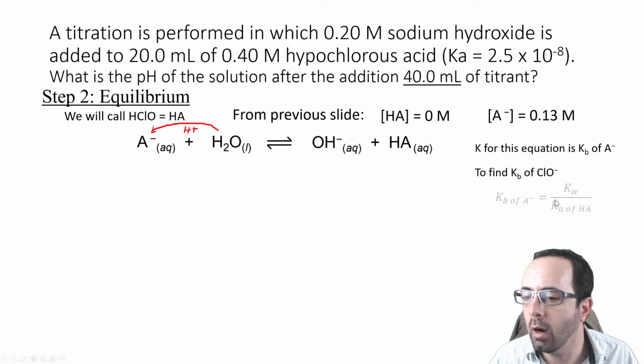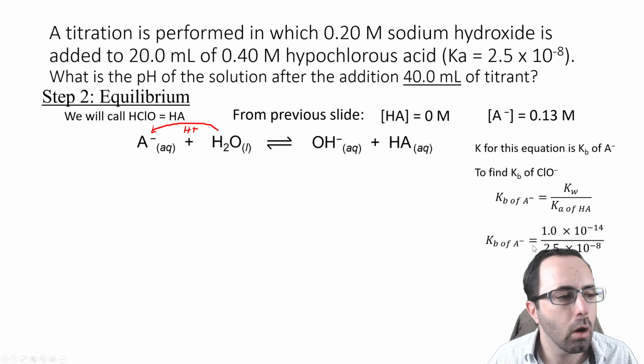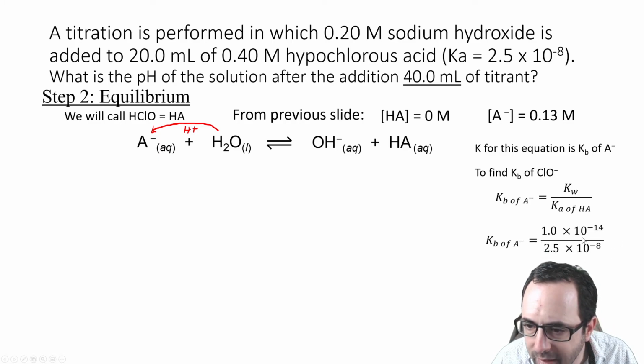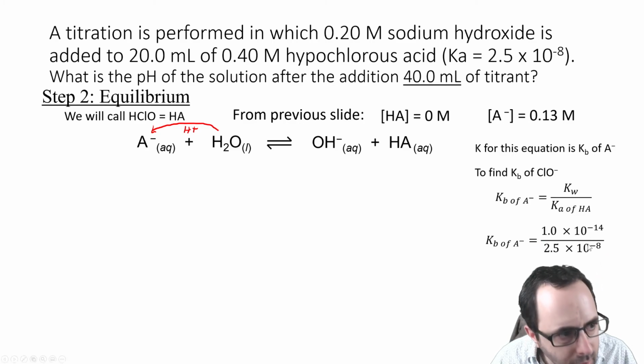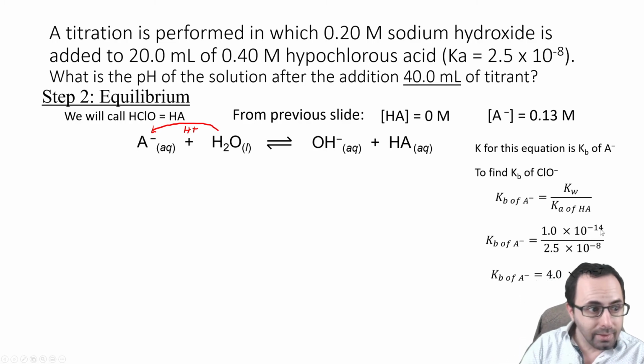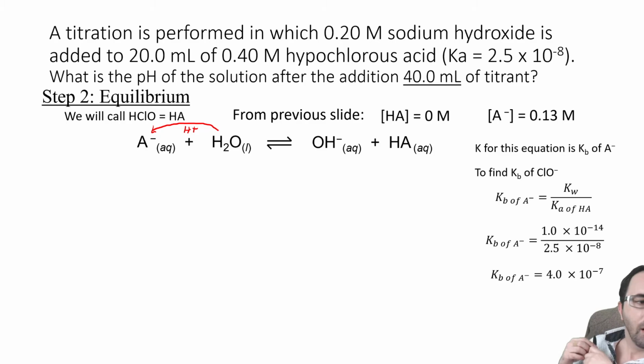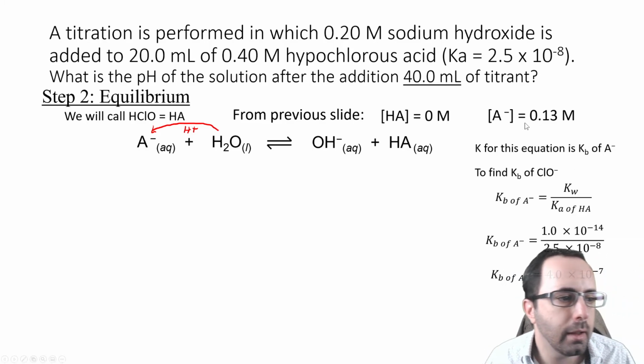The Kb of hypochlorite ion is going to be the Kw, 1 times 10 to the minus 14, divided by the Ka of its conjugate acid, HA. And so our Kb here is going to be 1 times 10 to the minus 14 divided by the Ka of HA, which is 2.5 times 10 to the minus 4. And so we get a Kb for the conjugate base of 4.0 times 10 to the minus 7. And that's going to be the K for this equation you see above.